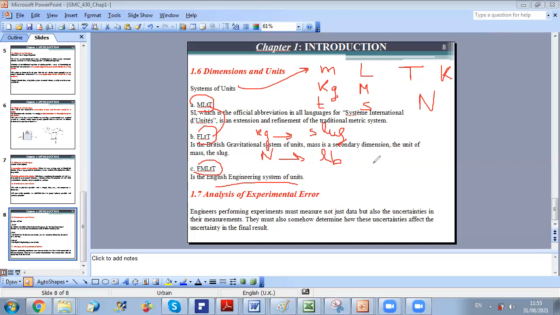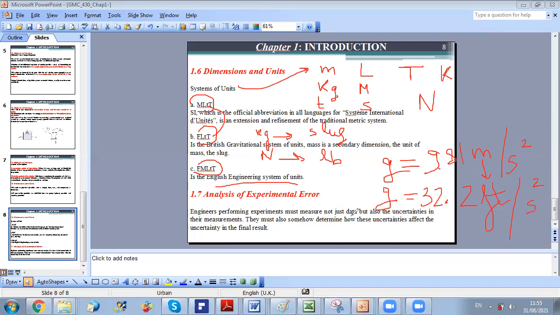So if you have a problem with the British system of units, keep it in the British system of units. Just pay attention that, for example, g in SI units is 9.81 meter per second square, while in the British gravitational system, it's 32.2. Now, instead of meter, the unit in the British gravitational system is feet. So it's 32.2 feet per second square.